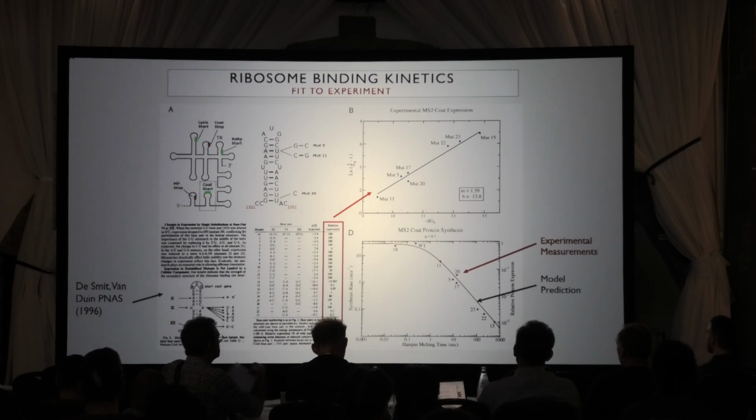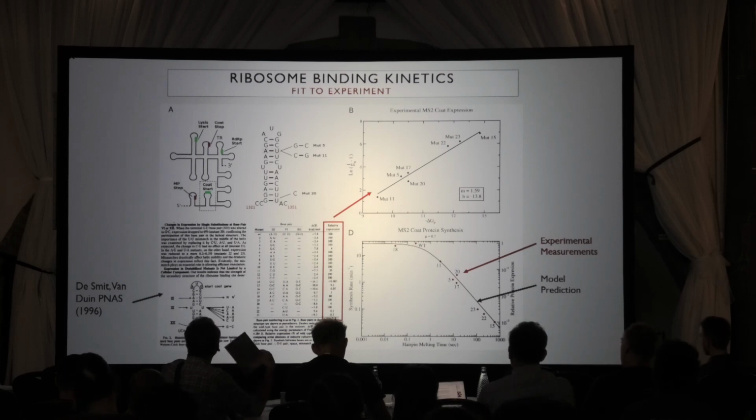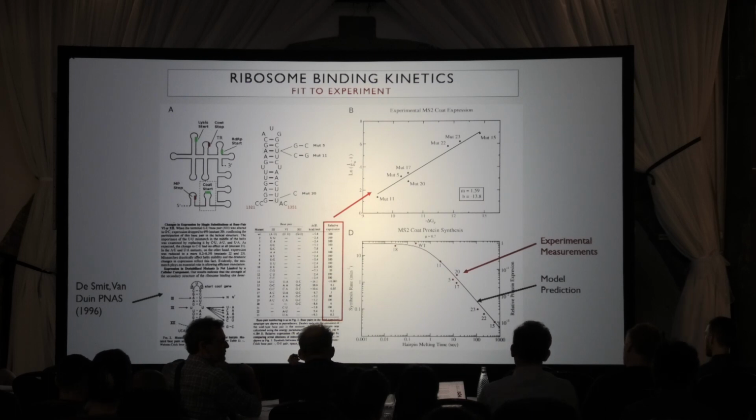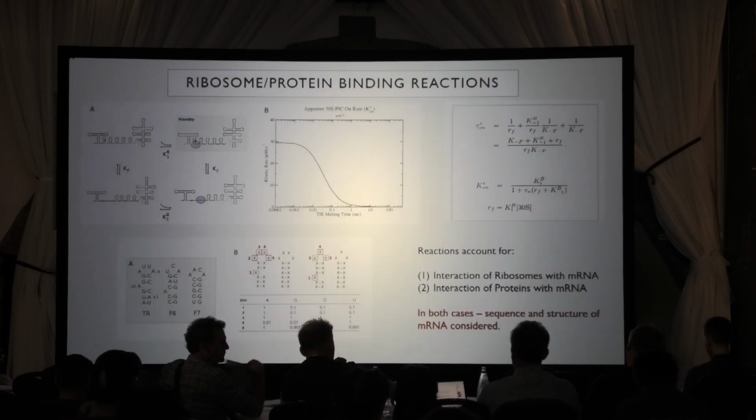Okay, so putting all that in, De Smit and Van Duin in 1996 were looking at expression levels of the coat protein gene. So this is relative expression relative to wild type. So you have the wild type hairpin here, and if you make mutations to the coat protein hairpin stem loop here, you get different expression. So if you make the melting time of that hairpin longer, okay, you get less expression.